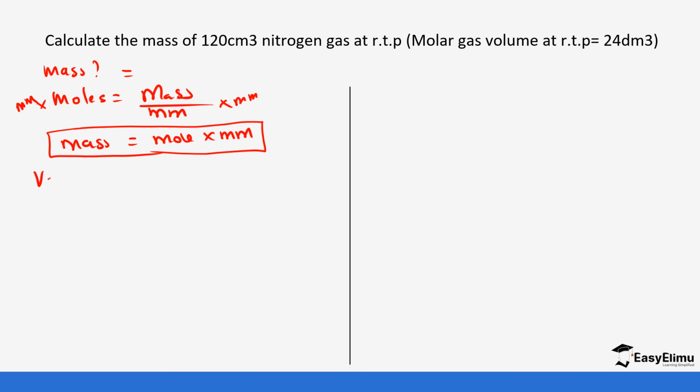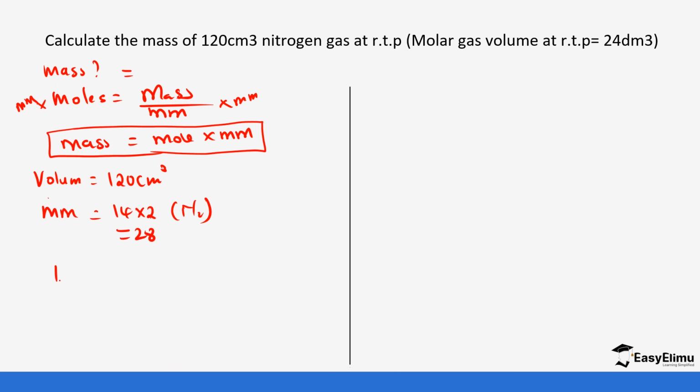You have been given the volume, 120 centimeters cubed of nitrogen gas at RTP. You have been given the molar gas volume at room temperature and pressure as 24 dm cubed, which is the same as 24,000 centimeters cubed. What you're going to do is get the moles, because the molar mass we have. The molar mass of nitrogen is 14 times 2 because it is N2, which gives us 28.